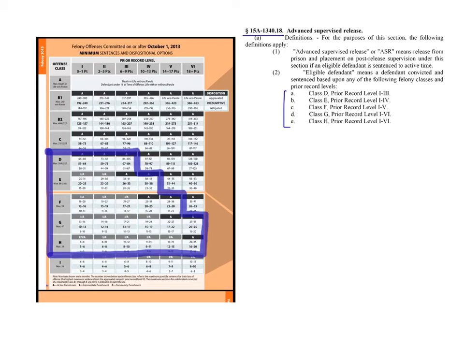With the one additional caveat that the law says it only applies to defendants sentenced to active time. And the notion there is that nobody who receives a probationary sentence at the outset should receive an ASR date.